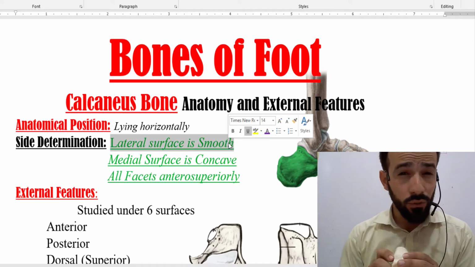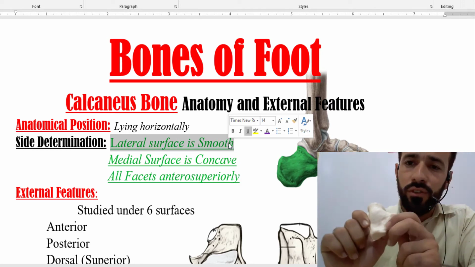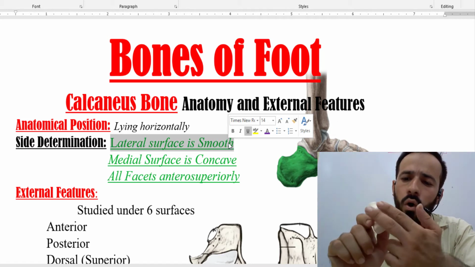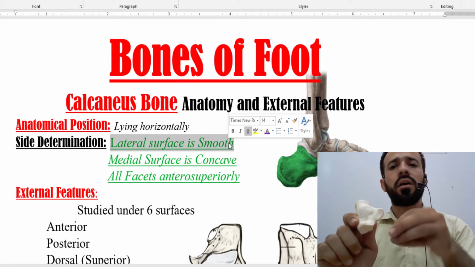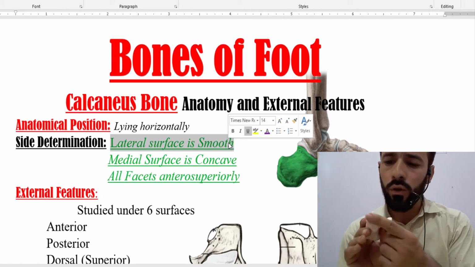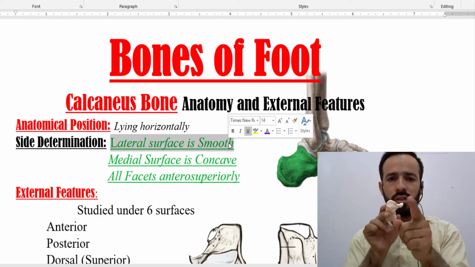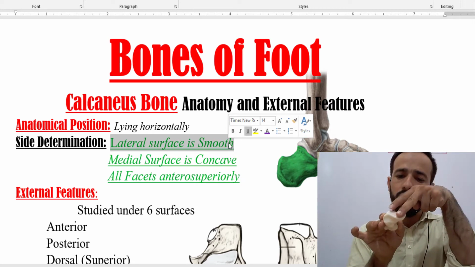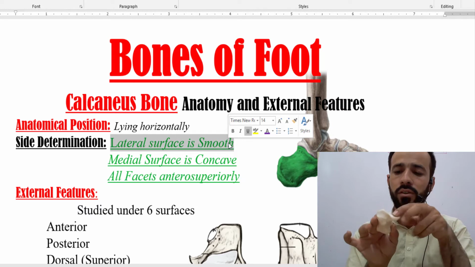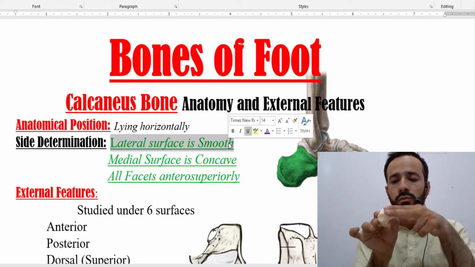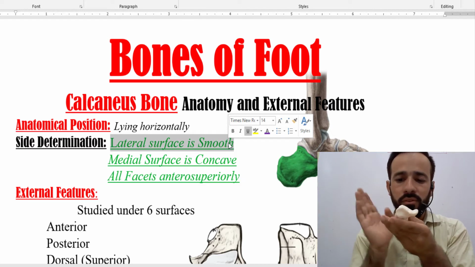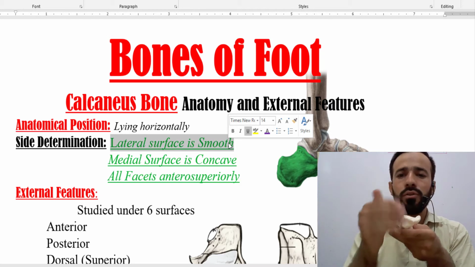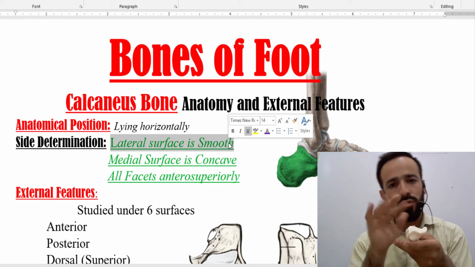The other important feature that will help you in the side determination of this bone is that all the facets of this bone are anterior superiorly. How? Look, this facet should be kept anteriorly, the cuboid facet. And then there are 3 other facets in the superior part of it. These should be superiorly. So all the facets present in this calcaneus bone should be kept anterior superiorly, and you will recognize whether the bone is left or right.